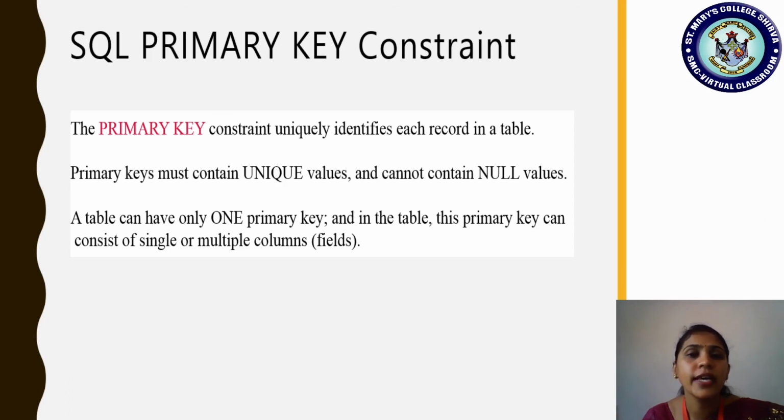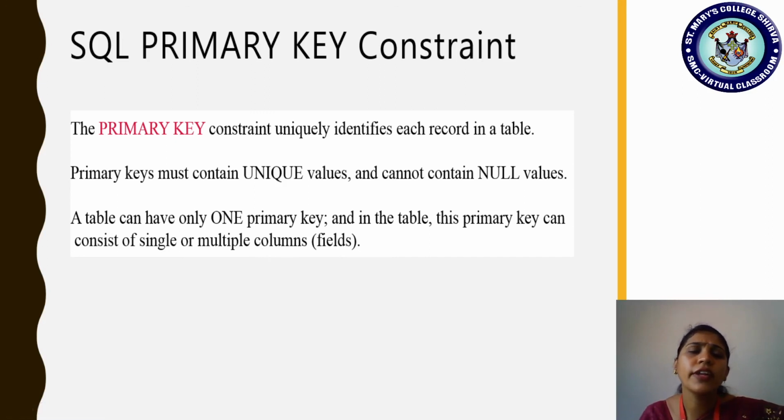Similarly, the employee SSN, or the social security number: the employee has to be allotted an SSN. It should not be left empty. So primary keys must always contain unique values and should not contain any null value. A table can have only one primary key, and this primary key can consist of a single or multiple columns. So just check out here.